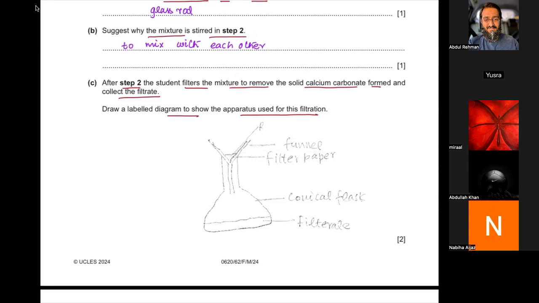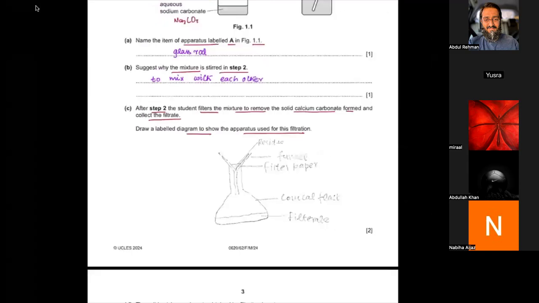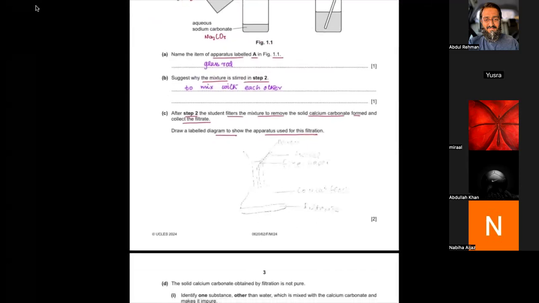So conical flask, filter paper, funnel, and that solid. You can mark it as a residue, the precipitate, because the leftover thing is called residue and what passes through the filter paper is called filtrate. Is this clear to all of you? So these are the things that you need to label, okay? Any confusion? No, sir. Okay.